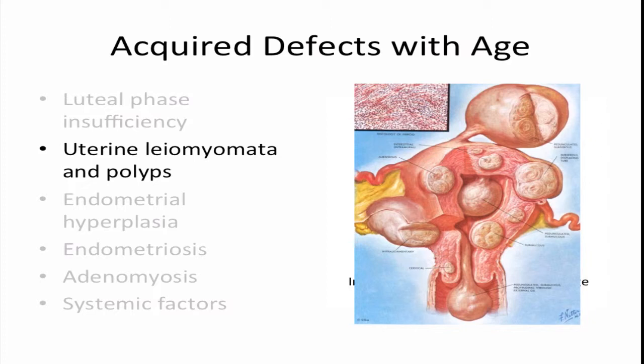A second acquired defect that occurs as a woman ages includes the development of uterine fibroids. This figure shows all of the different locations where fibroids might develop. But in the middle of the uterus, a fibroid present there or a submucous myoma could significantly impact implantation and therefore should be evaluated in the infertile woman of advanced age.